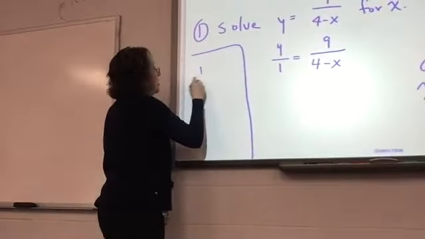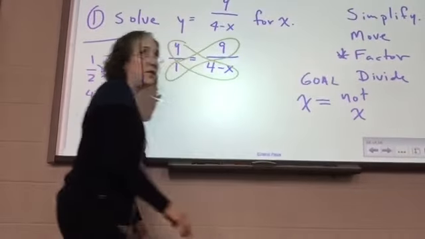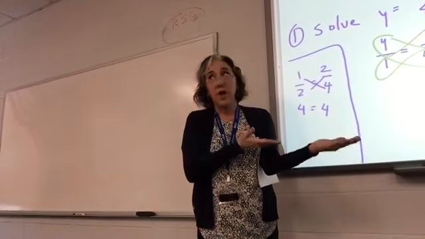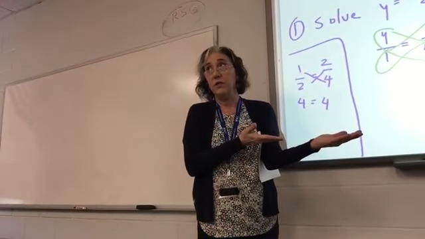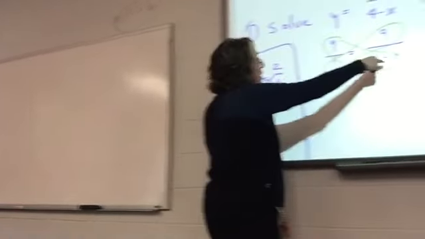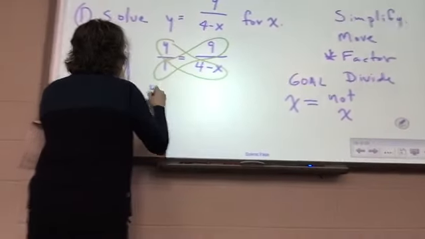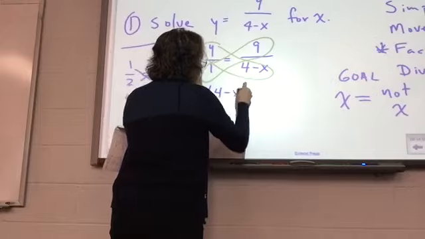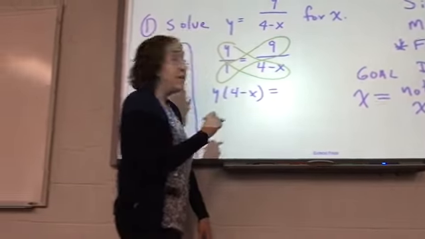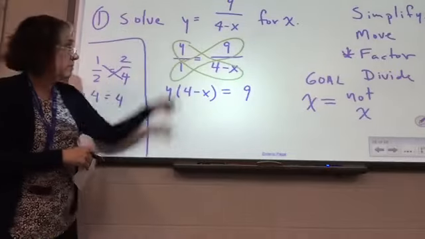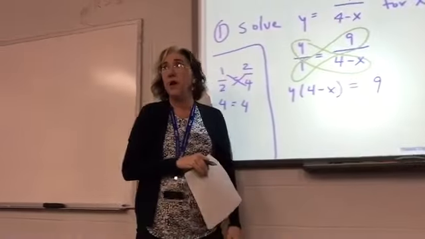Now, the other thing I have seen a few students do is they forget about the fact that there's a left and a right side to these equations. Okay? So on the left, I'm going to put the product y times 4 minus x. And on the right, I'm going to put the 9 times the 1, which of course is just 9. 1 times 9 is where I'm getting the 9.